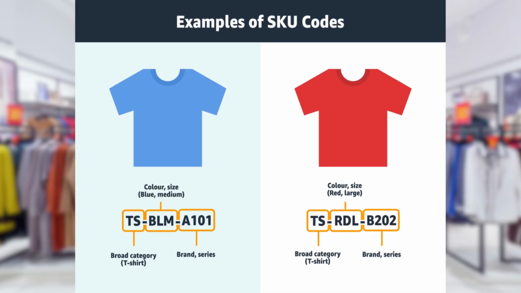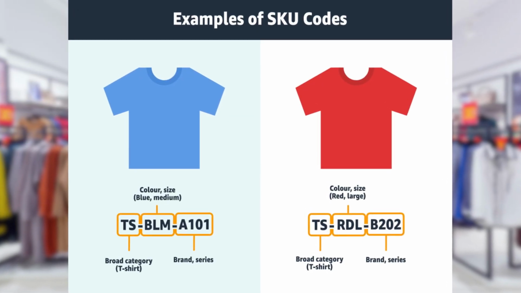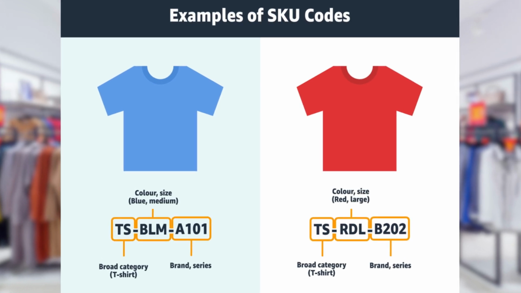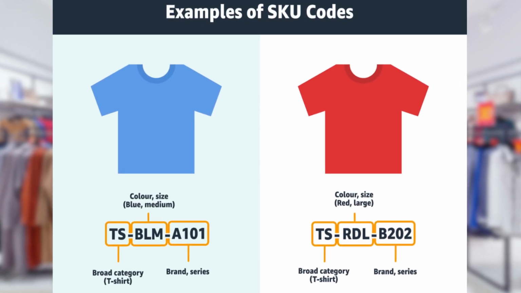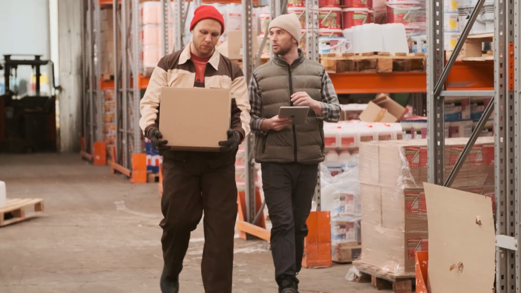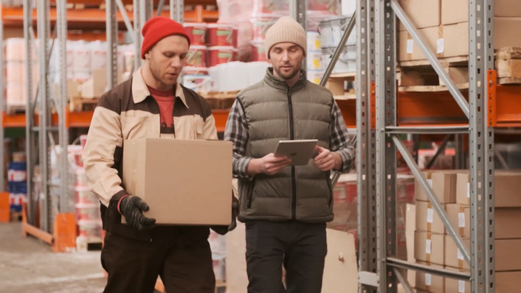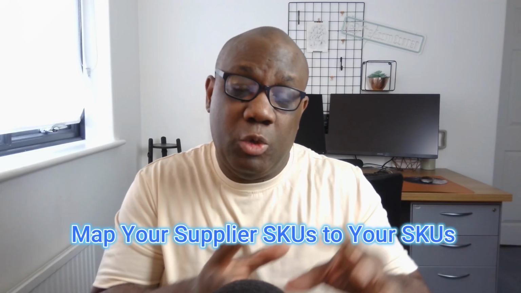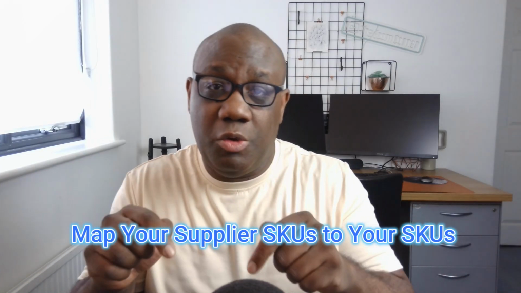This is where SKUs really become really powerful for your dropshipping business. SKUs are your secret weapon for maintaining accuracy across multiple suppliers and platforms. They help you track inventory across different suppliers, prevent ordering mistakes, and quickly identify products when dealing with customer service issues. And here's another tip for you. Always map your supplier SKUs to your SKUs in store. This will help your tracking in the long run.